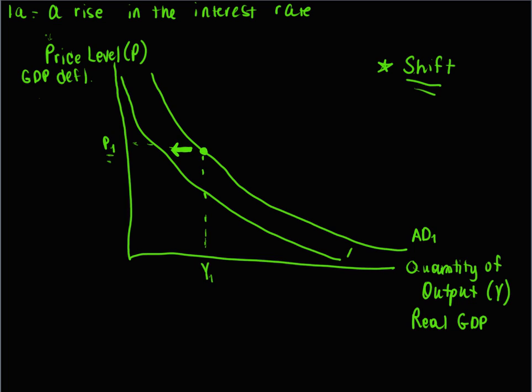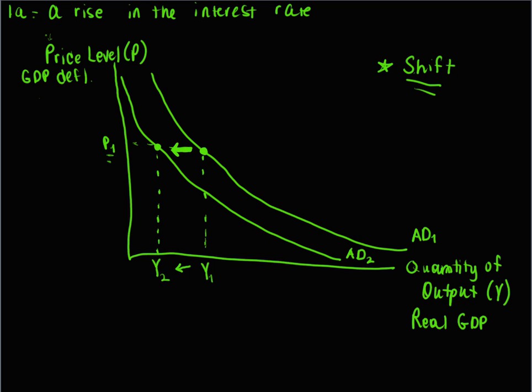So I'm going to shift to the left. I'm still at the same price level. So I've shifted to this new point on a new aggregate demand curve. And if I want to consider what's happened to my aggregate output, Y, as a result, then I can drop down to the horizontal axis here to Y sub 2. And what I can see clearly is that I have experienced a decrease in aggregate demand. So that is part A.